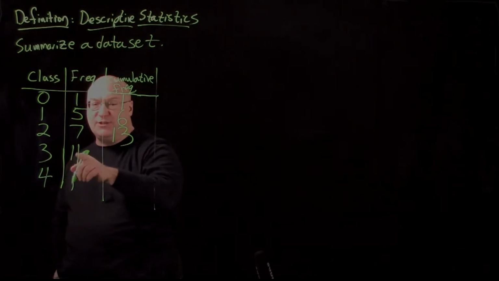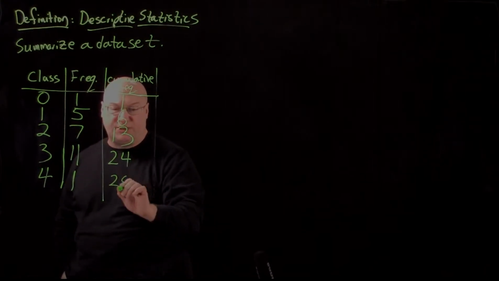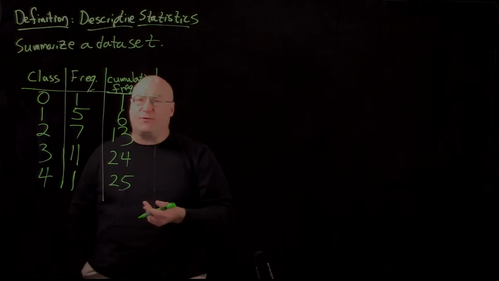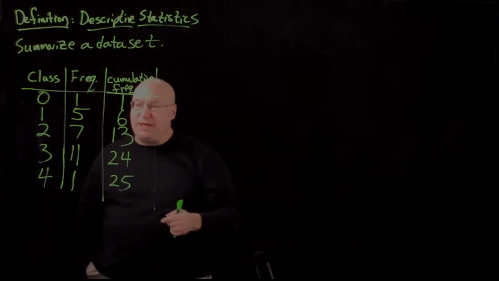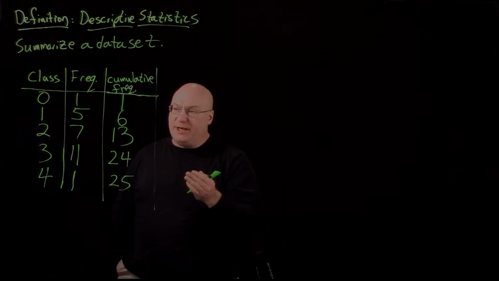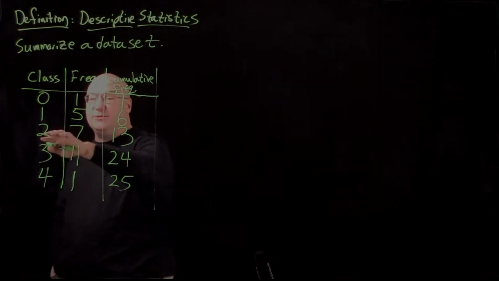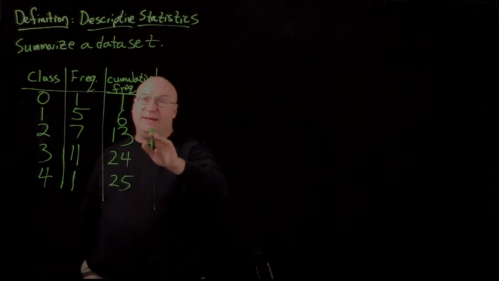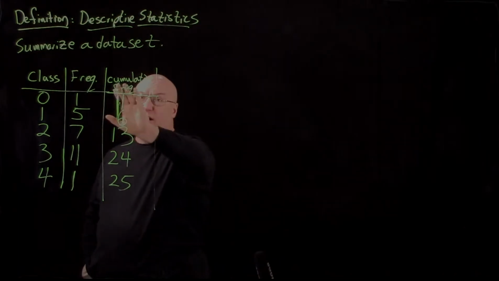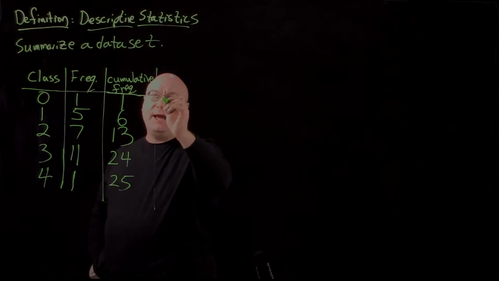The next one, I just add 11 on here and get 24, and the next one I add 1 on and get 25. So you can see what the cumulative frequency gives me for, say, the value 3: it tells me how many married couples have 3 or fewer phones, right? For 2, it tells me how many have 2 or fewer phones, all right? And that's something that's used quite a bit in statistics. We won't use it a lot, actually.